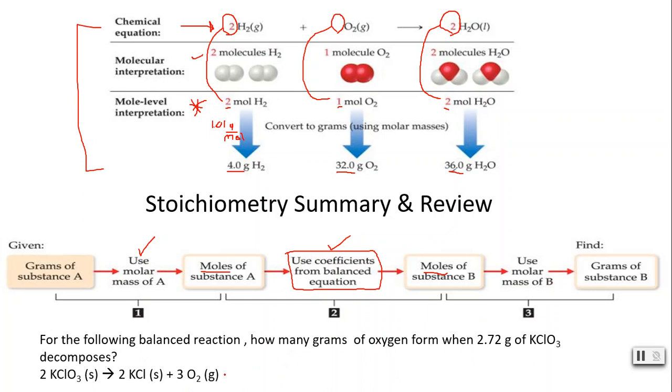So let's say I give you this balanced chemical equation. I have 2 KClO3 solid decomposing to give you 2 moles of potassium chloride and 3 moles of oxygen gas. And I want to know how many grams of oxygen form when I have 2.72 grams of KClO3.